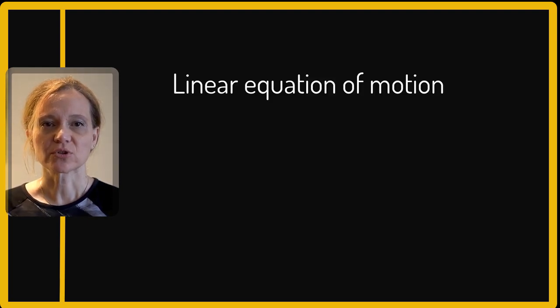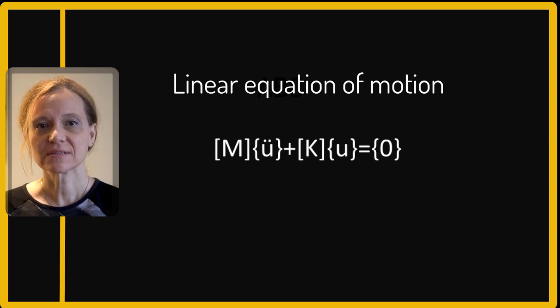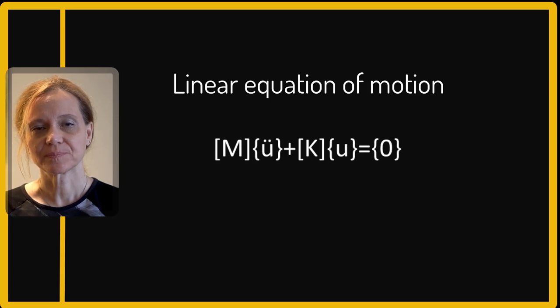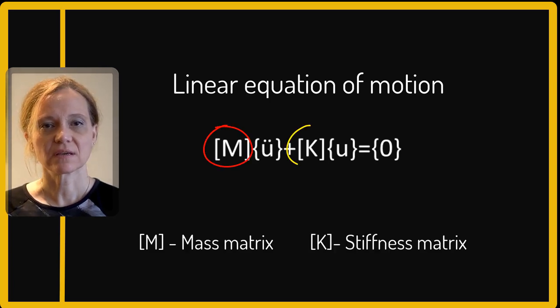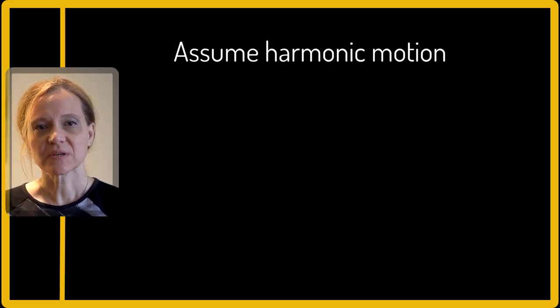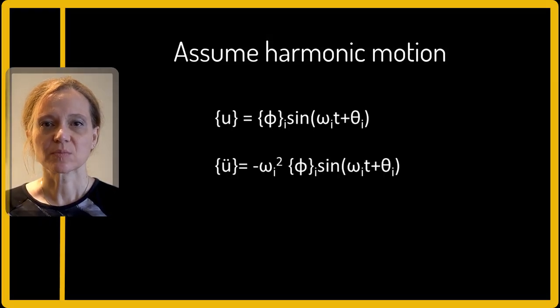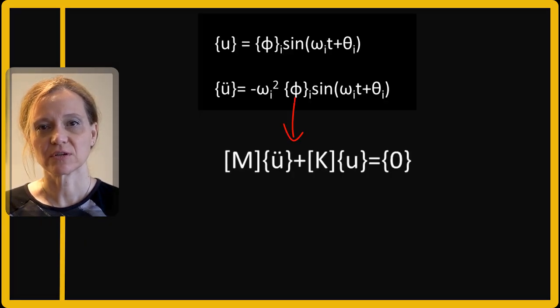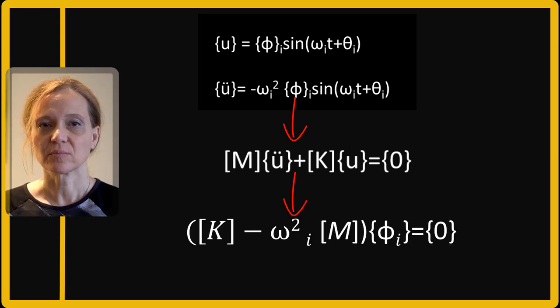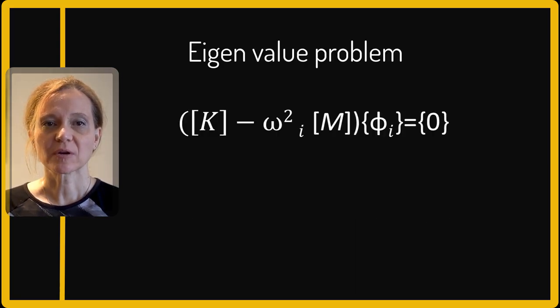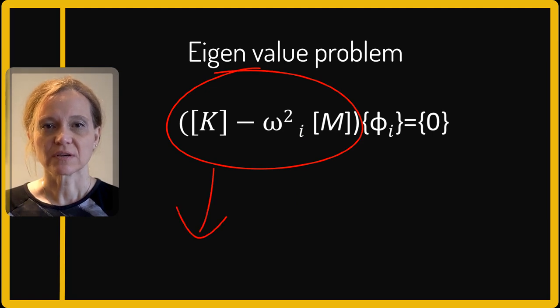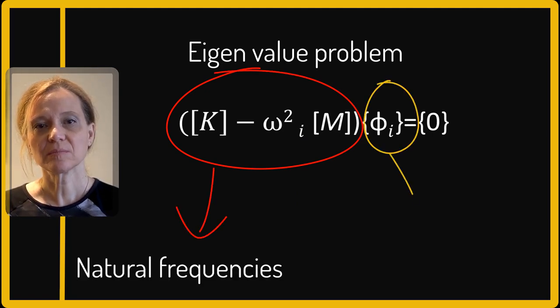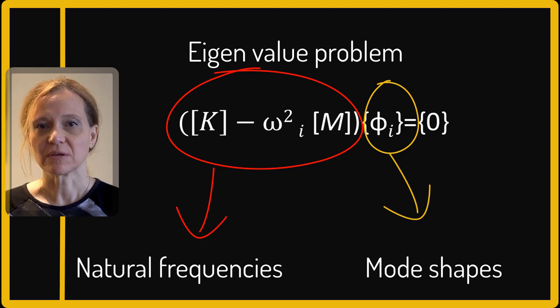The linear equation of motion for free undamped vibration is mass matrix times acceleration plus stiffness matrix times displacement equals zero, where M is the mass matrix and K is the stiffness matrix. If we assume harmonic motion, the displacement and acceleration vectors can be expressed by these two equations. Substituting displacement and acceleration back into the equation of motion, we can get the eigenvalue problem. Solving for the first part of this equation gives the natural frequencies omega, and solving for the second part of this equation gives the mode shapes phi.